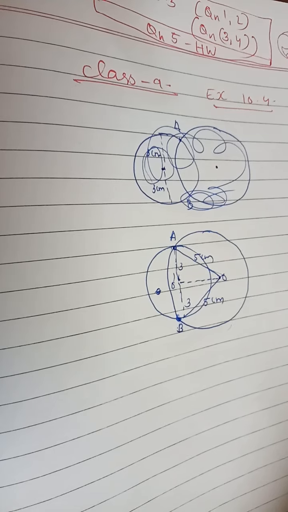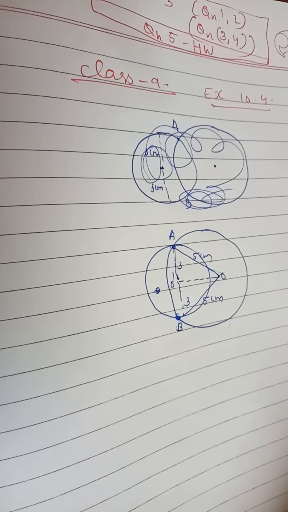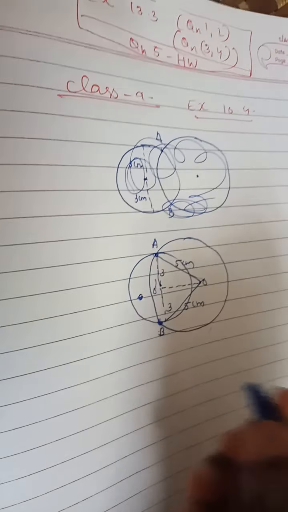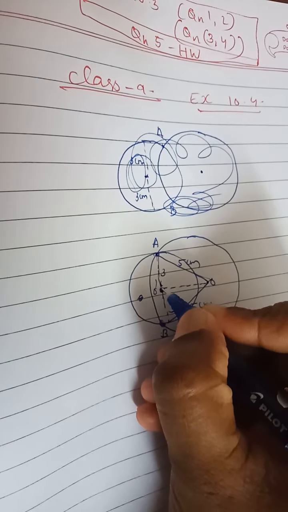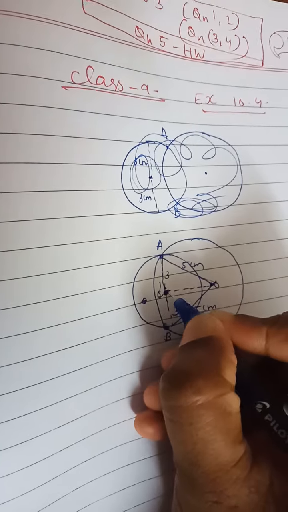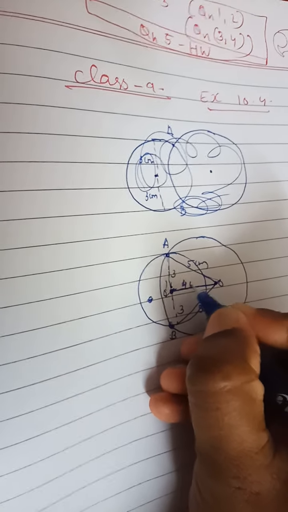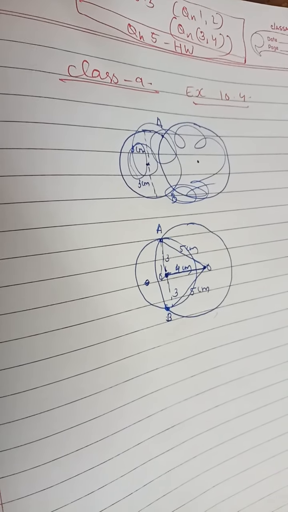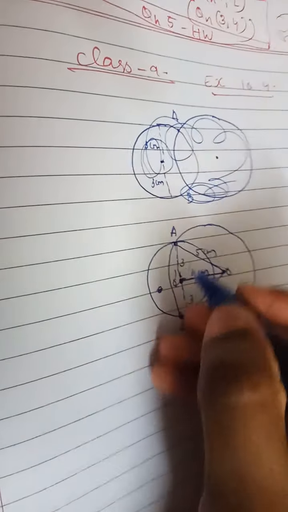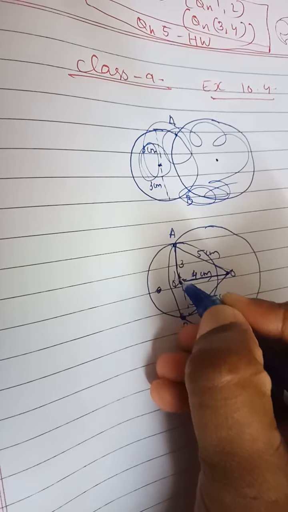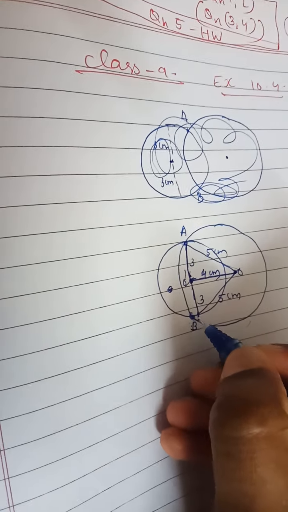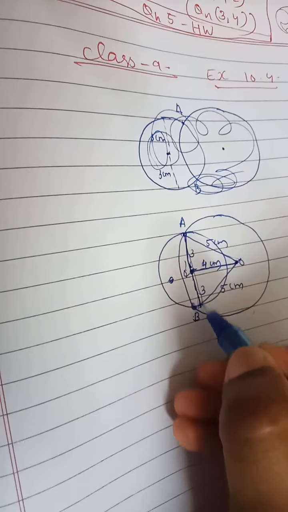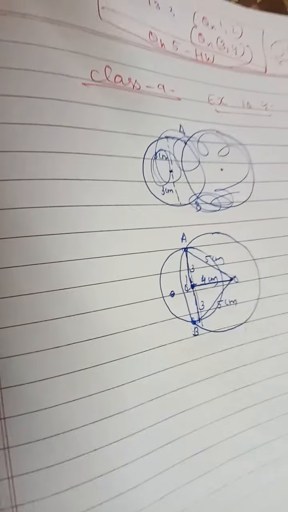And the distance between their centers is 4 centimeters. This is the center of the first one, this is the center of the second one. So this distance is equal to 4 centimeters, right? We have to find the length of the common chord. Which is the common chord? If we draw a chord which is passing through these 2 points, we can say that this is the common chord, correct? So we have to find out the length of the common chord.